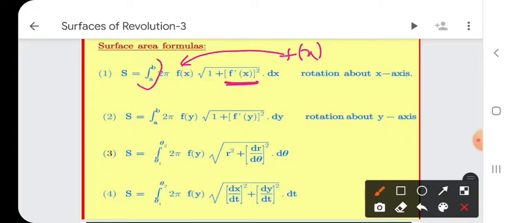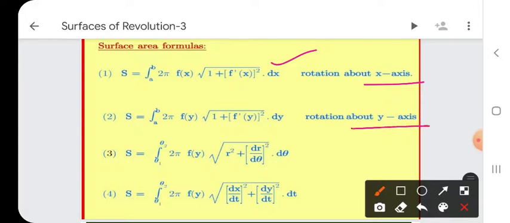And from the graph, we have to find the limit values. If you want to find the surface area of the given solid, we need three values. What are they? The given equation, the derivative of the given equation, and the limit points of that curve. If the curve revolves about the x-axis, we use the first formula, and if the curve revolves about the y-axis, we use the second formula. What is that?